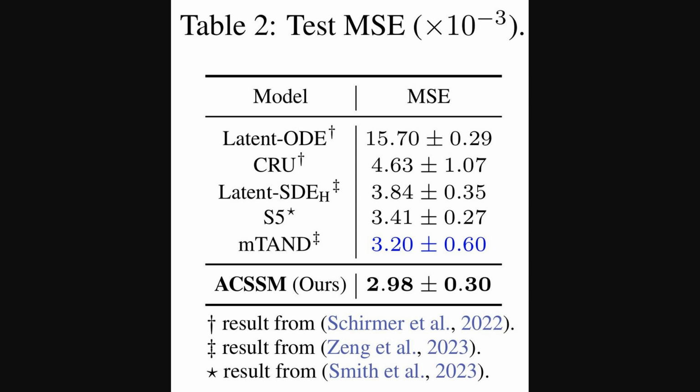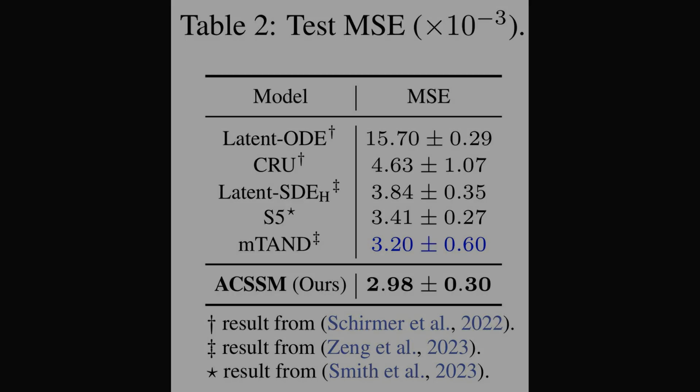Now, Table 2 here shows us how it performs in terms of accuracy, presenting the test mean squared error, often just called test MSE. This metric measures how close the model's predictions are to the actual unseen data, with lower numbers being better. The amortized control of continuous state space model achieves a test mean squared error of 2.98, and all these values are scaled by 10 to the minus 3, so they're quite small. This score is clearly better than other methods shown.